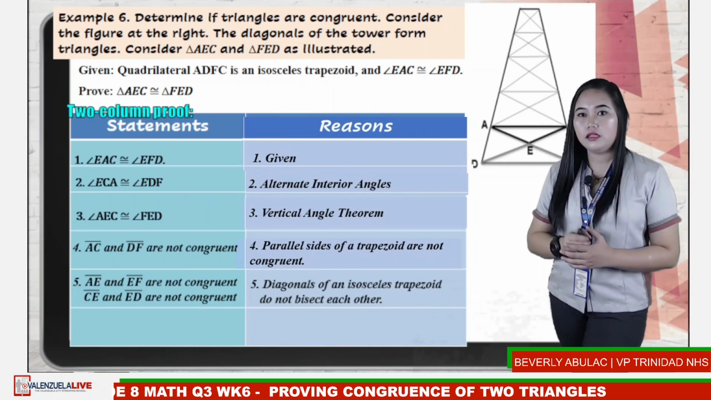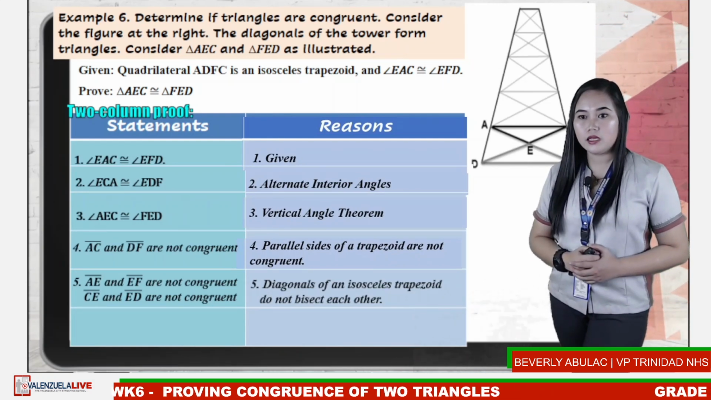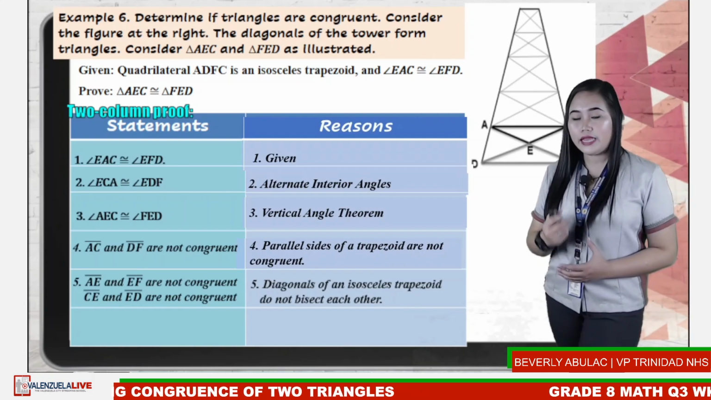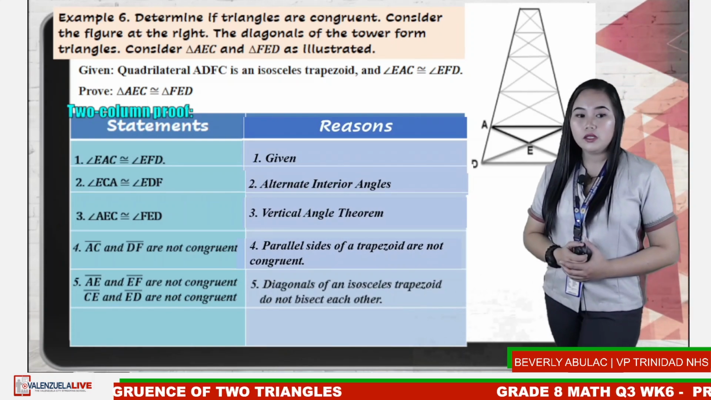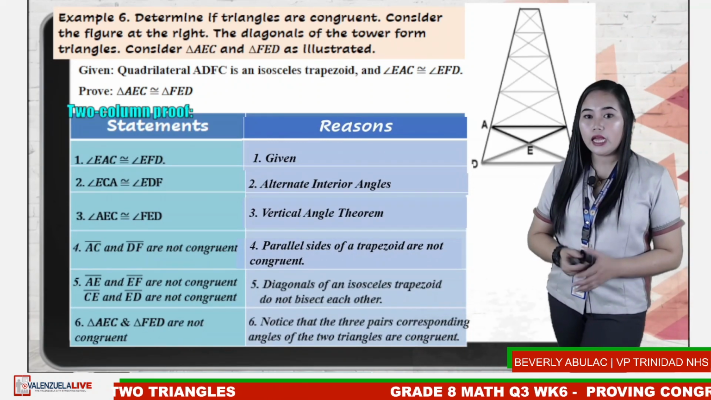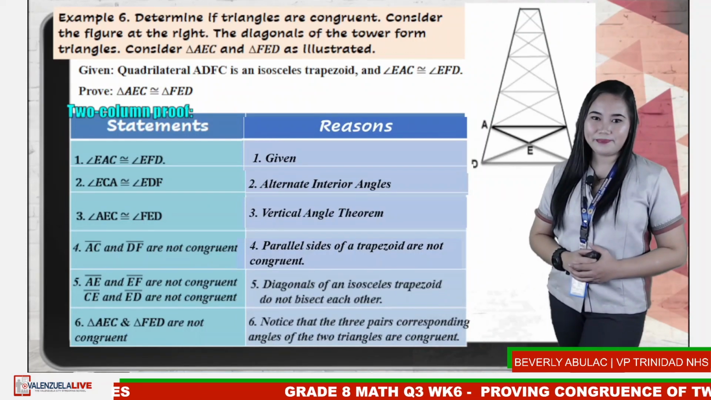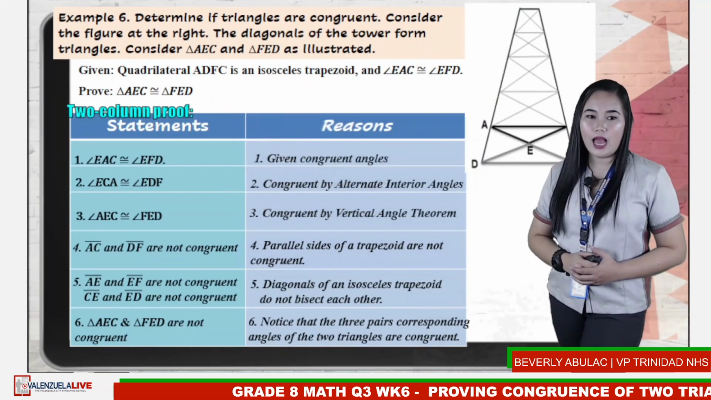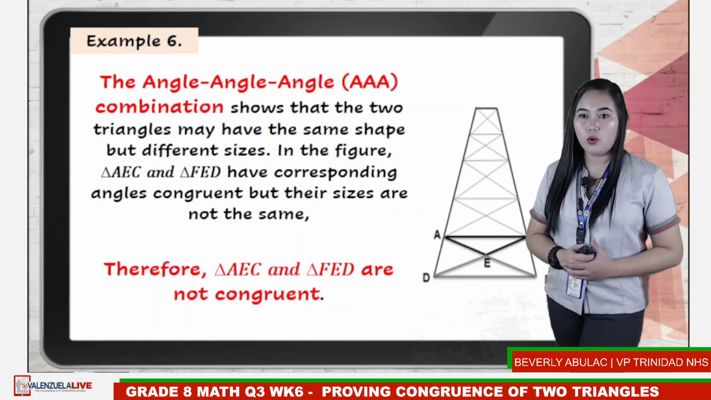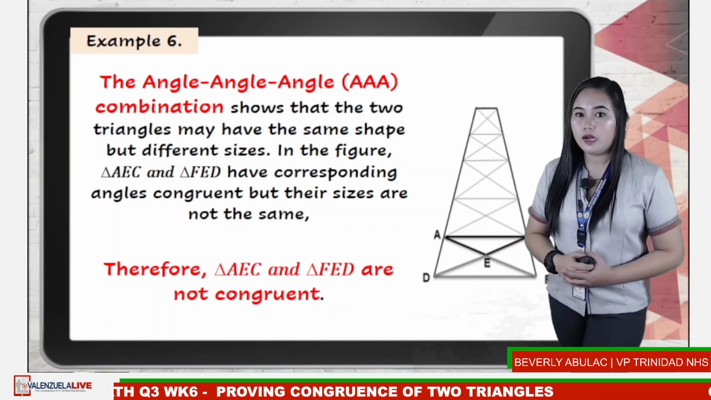As you notice, the three pairs of corresponding angles of the two triangles are congruent. However, this fact will not be sufficient to prove triangle congruence. Hence, again, triangle AEC and triangle DEF are not congruent. Now, the angle combination shows that the two triangles may have the same shape but different sizes.